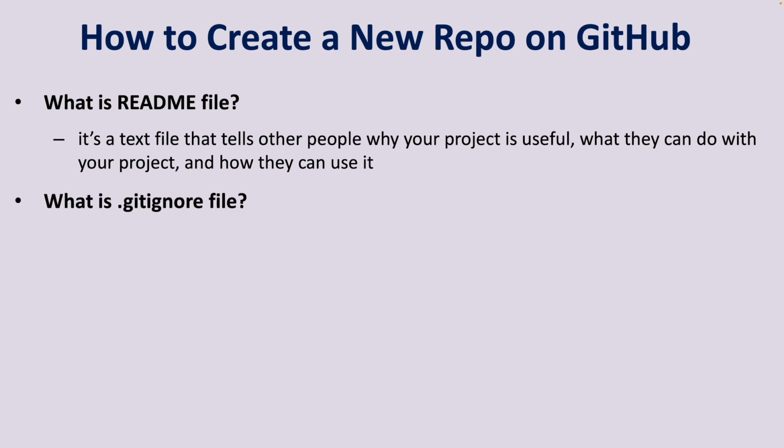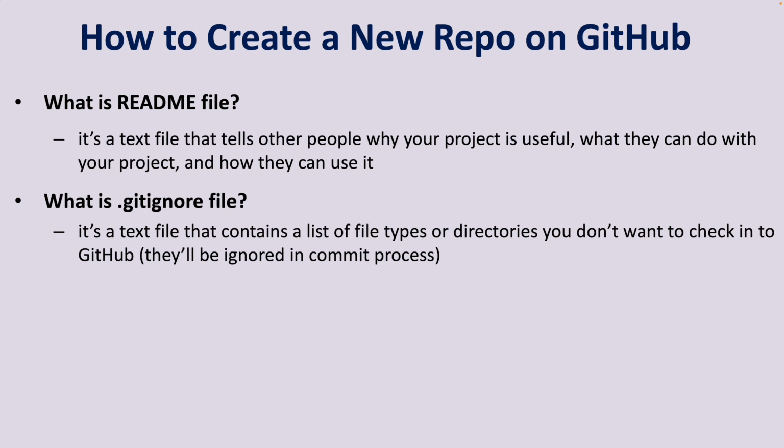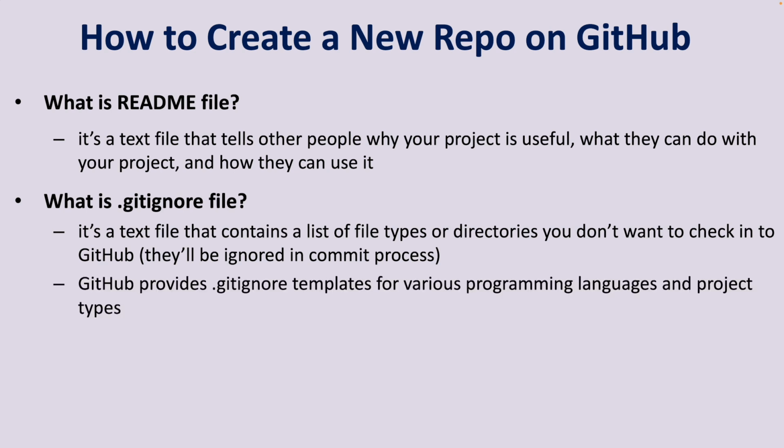And you can also choose to initialize a repo with the .gitignore file. So what is a .gitignore file? It's a text file that contains a list of file types or directories you don't want to check into GitHub. They'll be ignored in the commit process. And GitHub provides .gitignore templates for various programming languages and project types, so you can choose from the existing .gitignore file templates when creating a new repo.